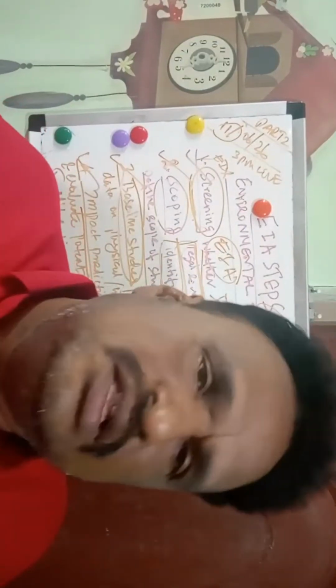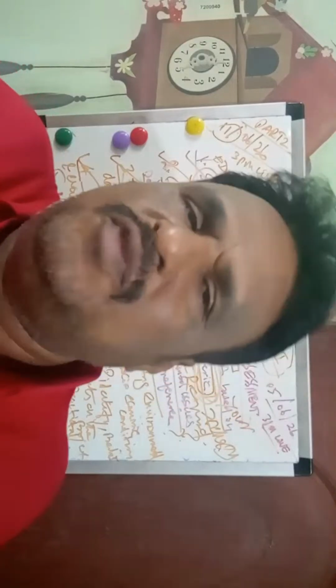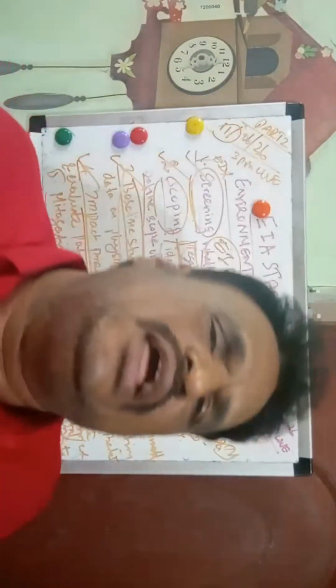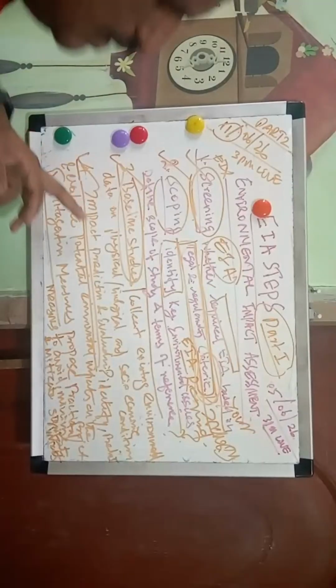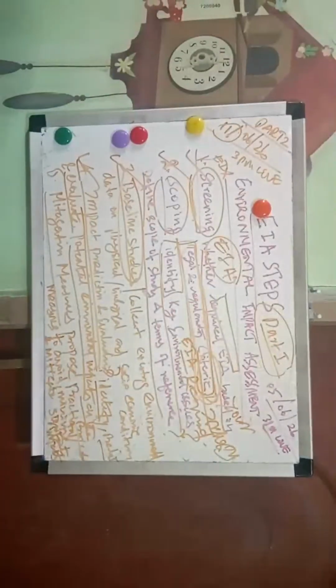Predict, if the chemical factory is coming to that place, what will be the environmental impact? How will the groundwater be affected? How will the overall water body, flora and fauna be affected? These are the things you have to make a prediction about. Impact prediction and evaluation: identify, predict, then evaluate potential environmental impacts on the location.